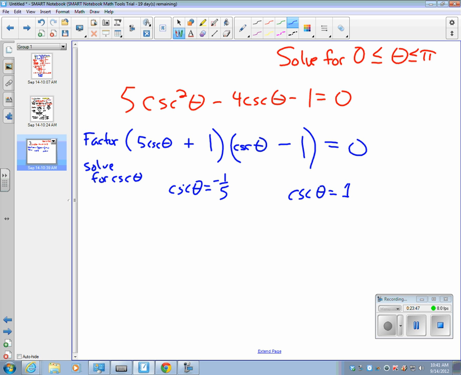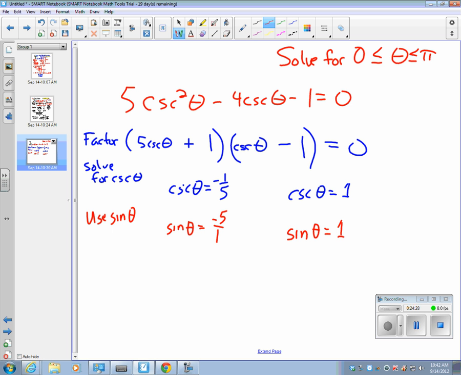Okay, well, we don't have any cosecant buttons on our calculator. What are we going to do? Find the sine, flip it around. So we're going to have to use sine instead. That means if cosecant is negative 1 over 5, then sine theta will be negative 5 over 1. Do you agree? And here, when you flip 1 over 1, it stays the same, doesn't it? 1 over 1 is still 1 over 1. So it didn't change it.